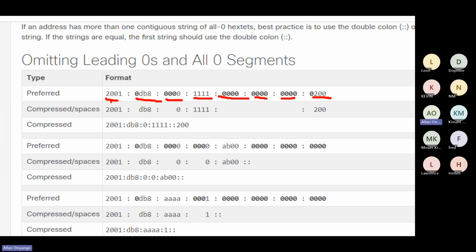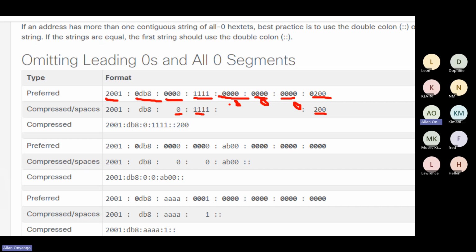And so here we could have had 2001. This was going to be DB8. This was going to be 0. This was going to be 1111. What was going to be here? 0. 0 here, 0 here, 0 and here, 200, isn't it?